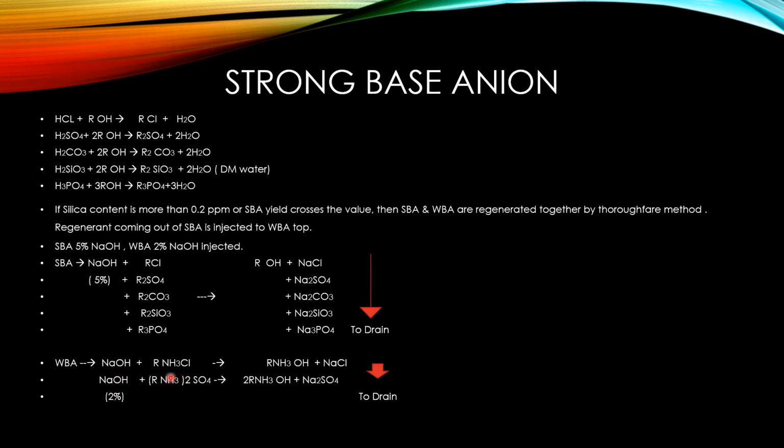Normally the resin will be in the form RNH3Cl and RNH3SO4, which will react with this 2% NaOH, and the resin form is restored to RNH3OH. Sodium chloride and sodium sulfate will go to the drain.